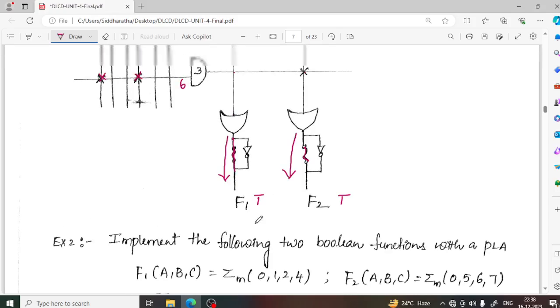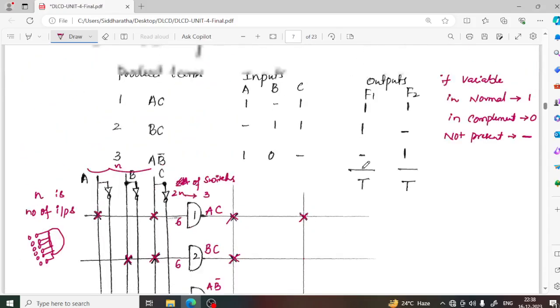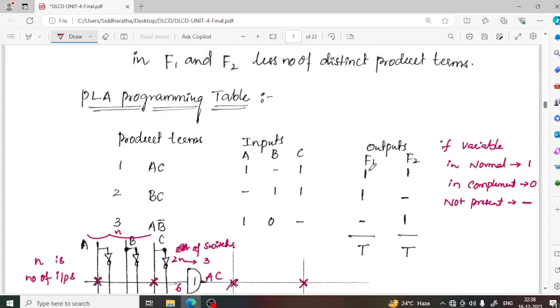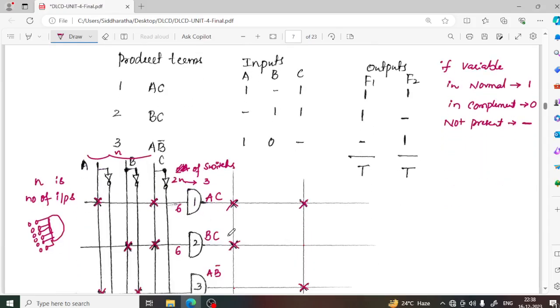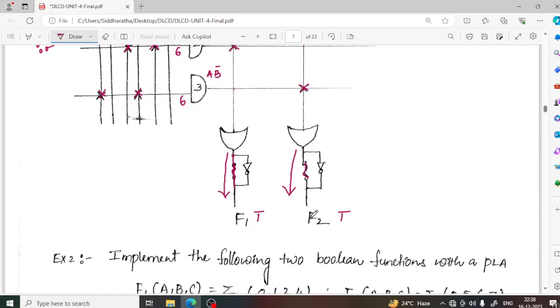To get F1, what AND gates are required? AC, so put a cross mark, then BC. Next, to get F2, AC and A B bar. You can consider the Boolean expressions of F1 and F2, or the table. F1 covers AC and BC, so you make connections at those fuses. F2 covers AC and A B bar, so you make connections at those fuses. This is the way to design the PLA.